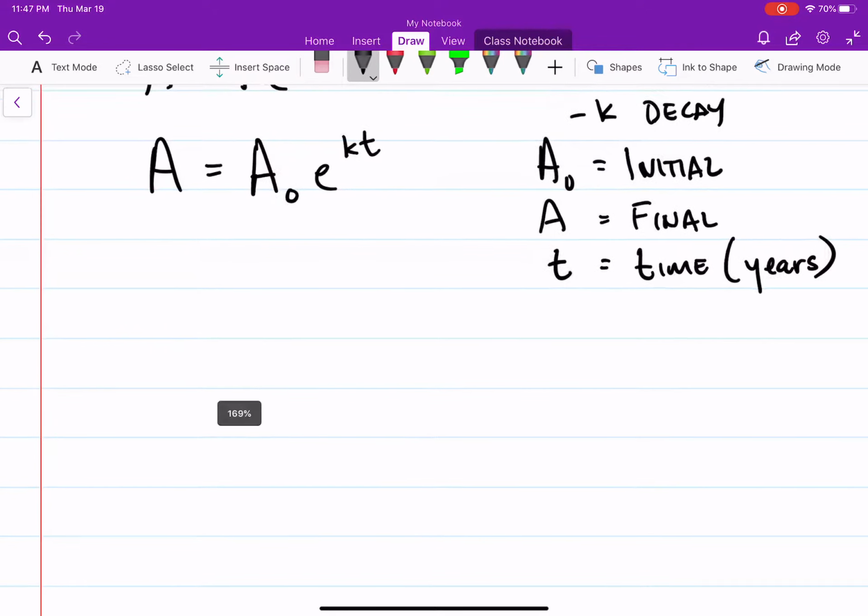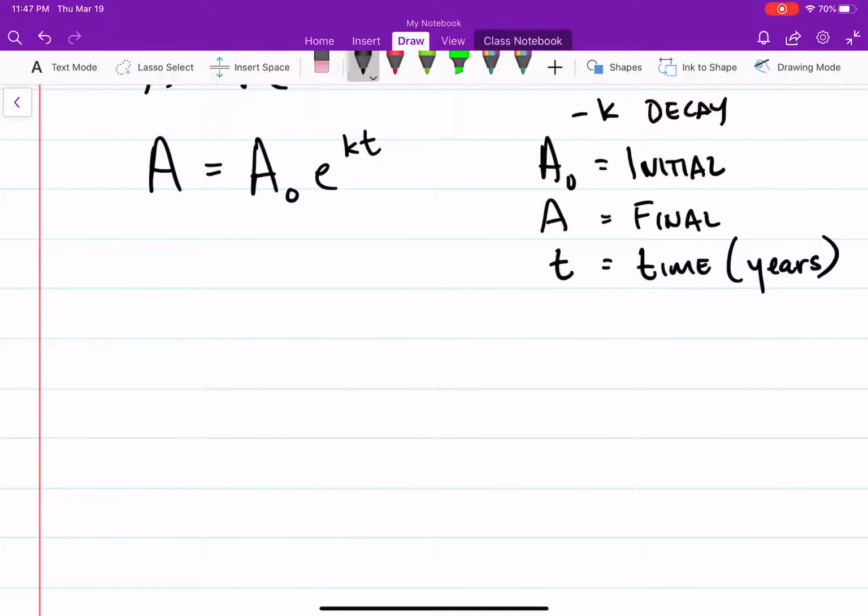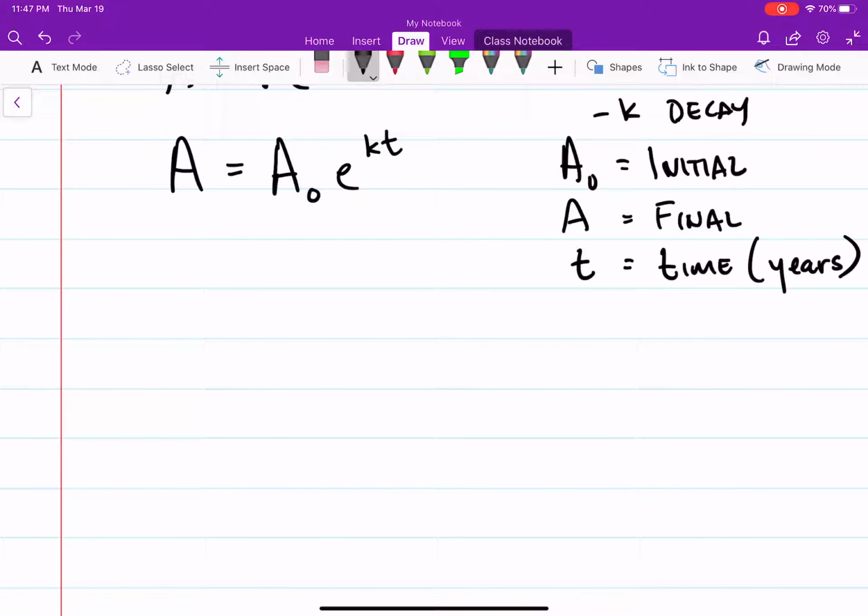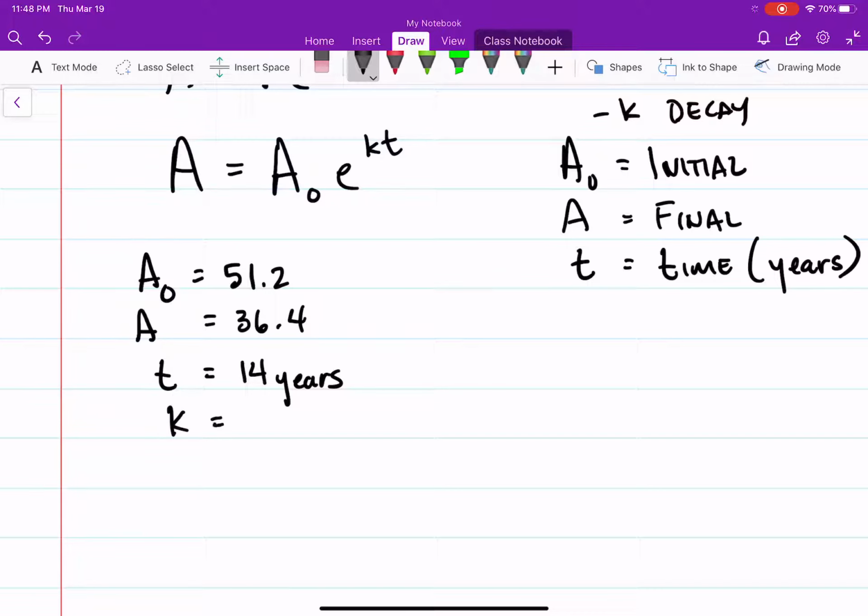So for example, let's say, it's kind of sad to say it, that an illness came about, and what happened was that we started off at 51.2 million people, okay? And we ended with 36.4 million people, right? And this is occurring in 14 years. All right, so the question is, what is my k? If my initial is 51.2 and I'm ending with 36.4, so it's going down. So therefore, I must have a decay.